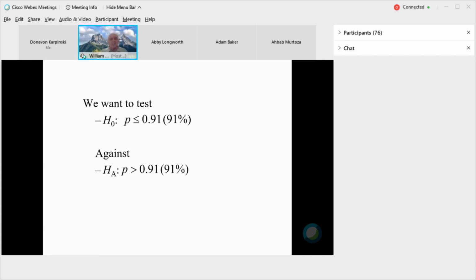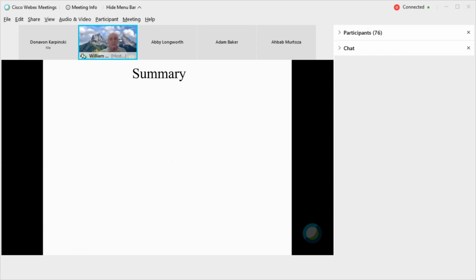The null hypothesis is that it wasn't greater than 91%. It's equal to 91% or possibly even worse, less than. What we want to prove is that it's greater than 91%. P is the success rate of the new procedure. These are the two decisions we want to make between these two hypotheses. If this was the conclusion, we would probably abandon the old procedure and use the new procedure.